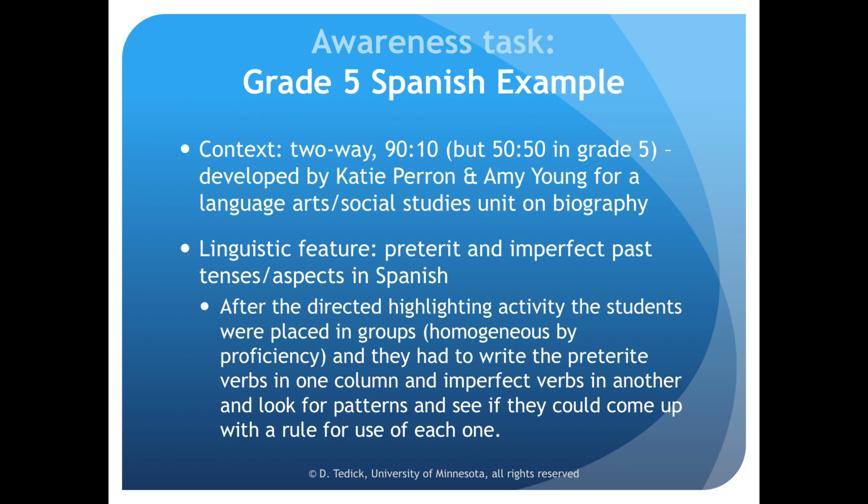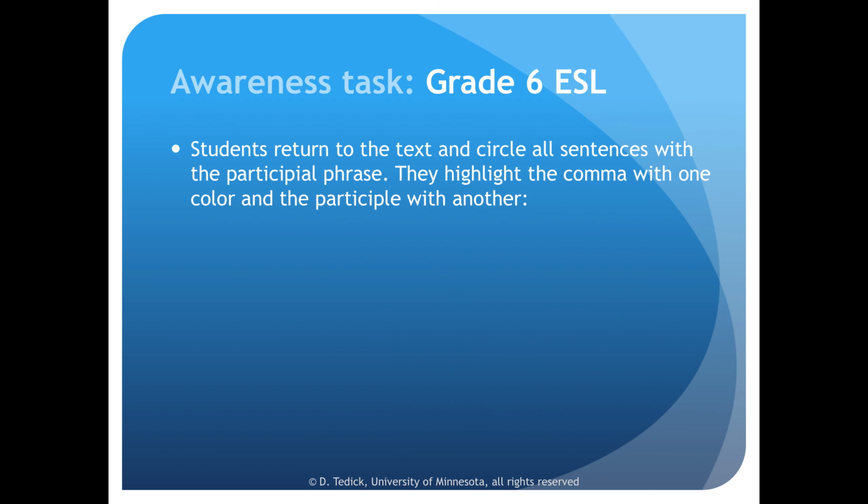And then going back to that, Katie Perrin and Amy Young, remember they did that directed highlighting activity with the biography on Pelé. And after the directed highlighting activity, the students were placed in groups, and they had to write preterite verbs in one column, so the yellow verbs in one column and the green verbs in another column, and they had to come up with a rule for why they would use each one. So it was a little more complicated for grade 5 and so on.